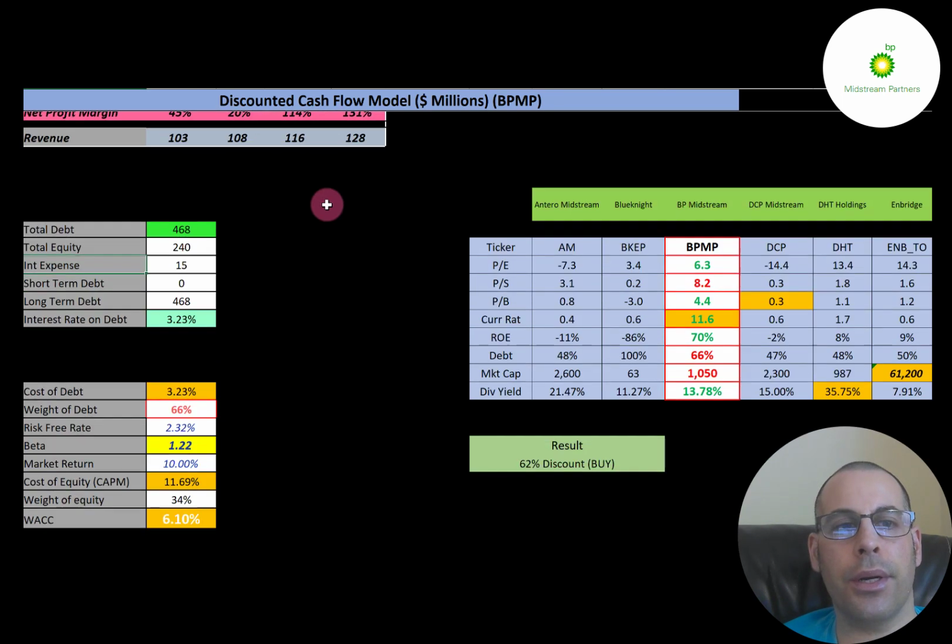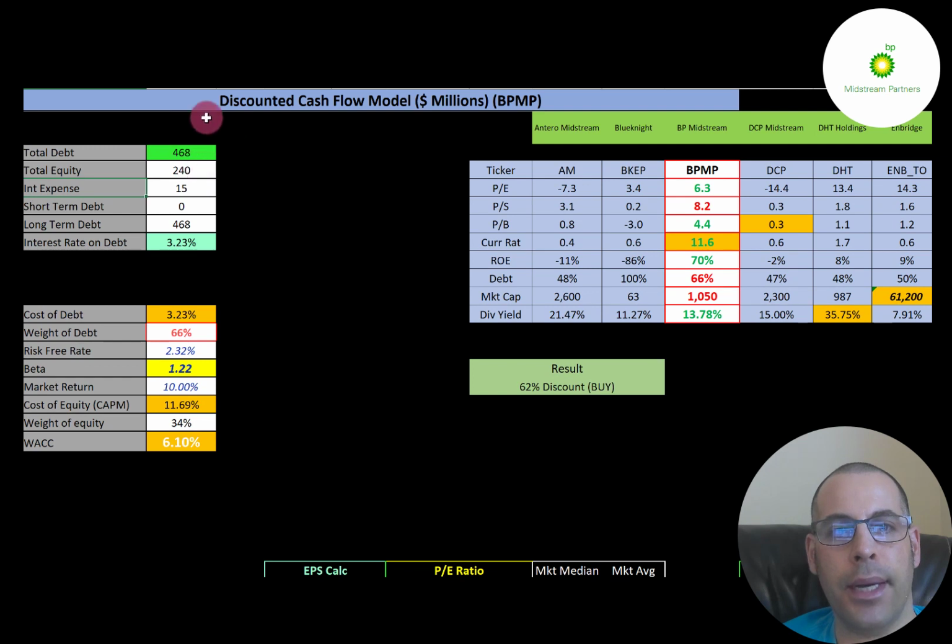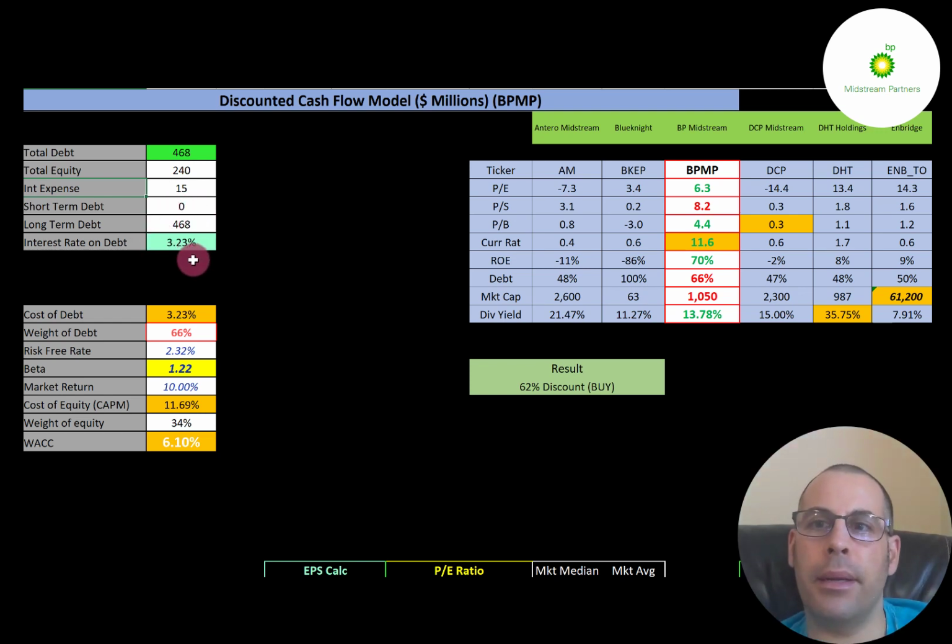Let's look at the capital structure. They have $468 million of debt and $240 million of equity, and the interest they pay on their debt is 3.23%. BP is a master limited partnership, so it does not pay income taxes.